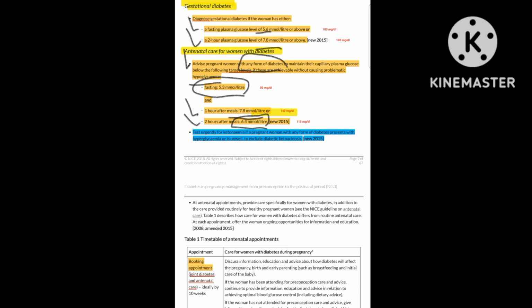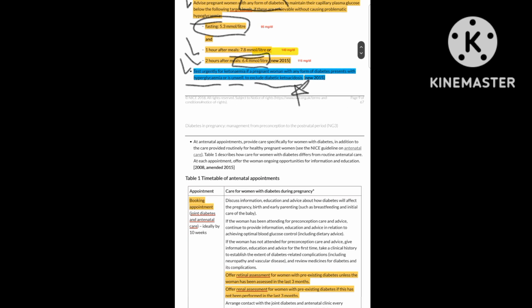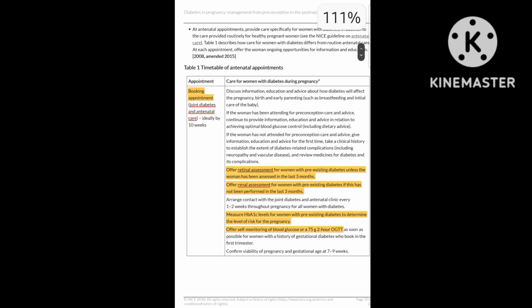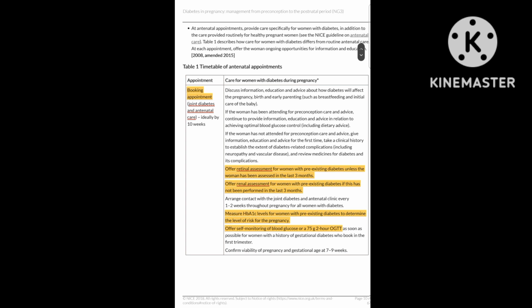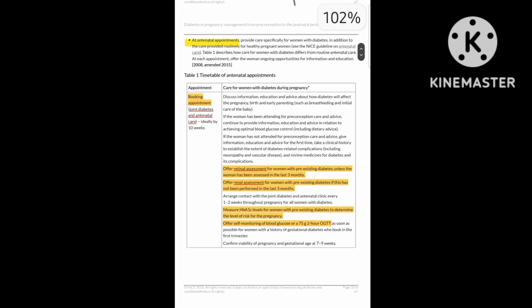Test urgently for ketonemia in pregnant women with any form of diabetes who are unwell with hyperglycemia, to exclude diabetic ketoacidosis. Antenatal appointments provide care specifically for women with diabetes, in addition to care provided routinely for the healthy pregnant woman.